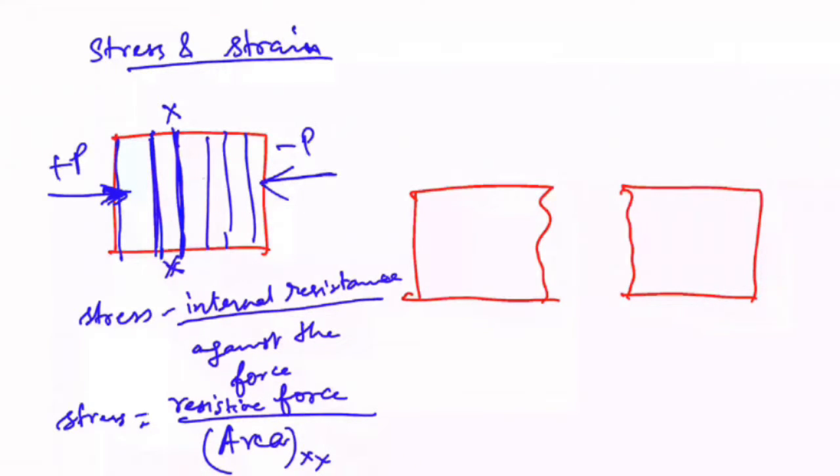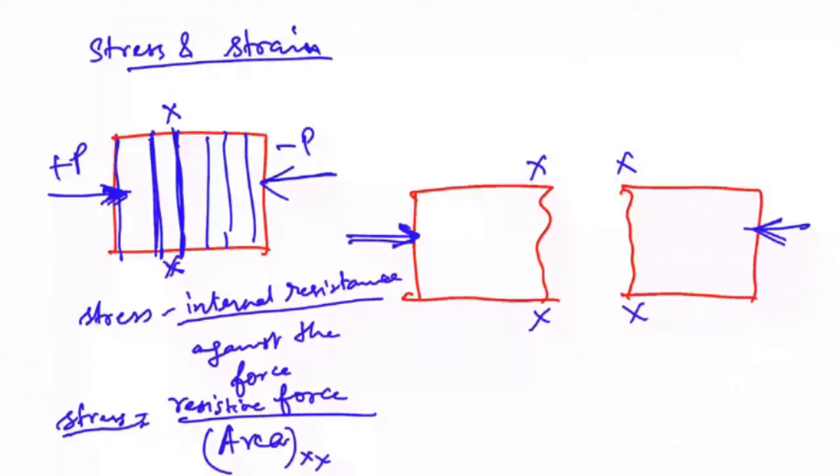So I have taken the cross section XX, and you can see that at XX I have split the body into two parts. So this will be the cross section XX. Here also this is the cross section XX. Now I have applied a compressive load. So this is the direction of the compressive load on either side, which shows that it is actually pushing it.